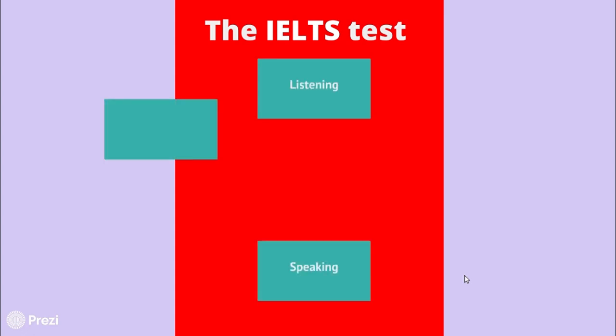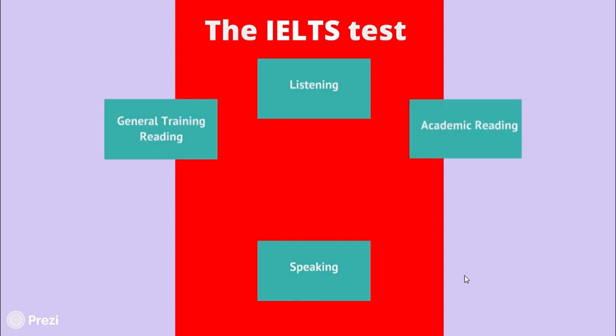There are four different sections in the IELTS exam: listening, speaking, reading and writing. And you can either opt for general training or go with academic training. Now I am going to share with you the difference between IELTS general training and IELTS academic training.